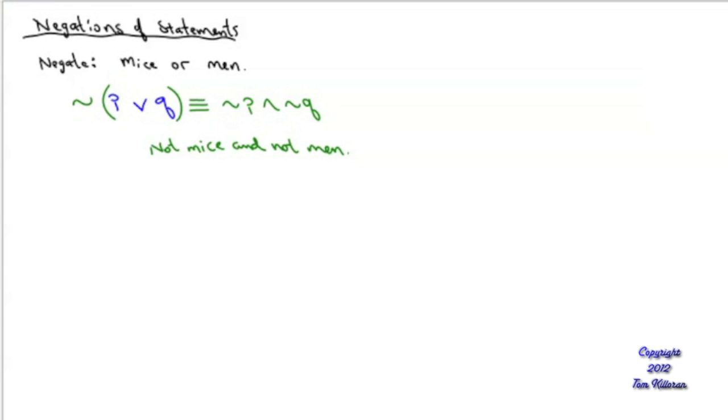So the blue bar, that's just a step. That's just the symbolic form of the original statement. But I'm trying to negate it. So I negate the whole thing. That's the green step. The green step, you negate that.